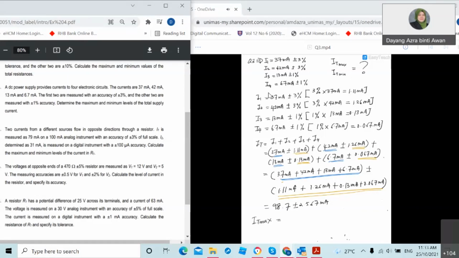So I total maximum equals 98.7 plus 2.567, which is 101.267 milliamp. For I total minimum, we have 98.7 minus 2.567, which is 96.13 milliamp. So this is the final answer for the maximum and minimum current for question number 3.